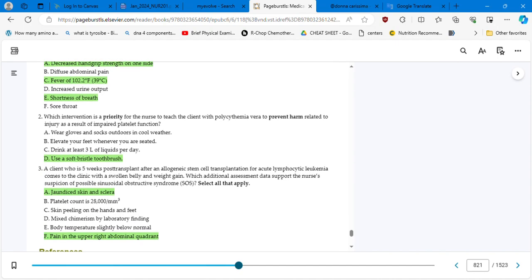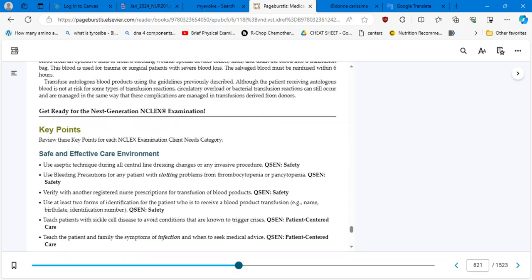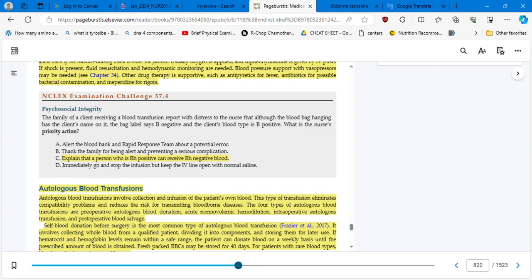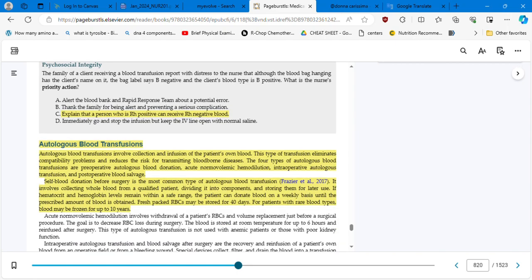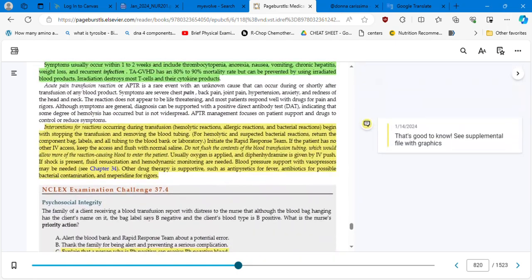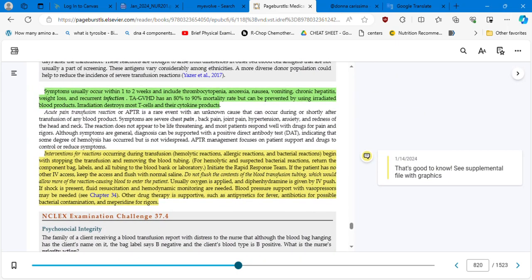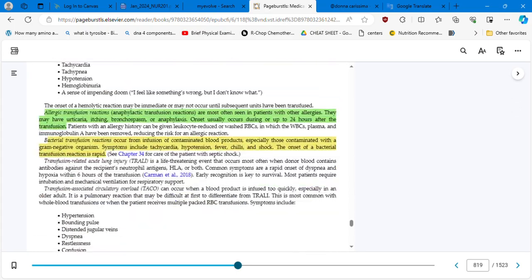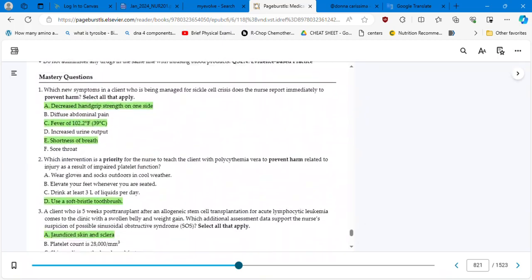So practice your questions. There's a question here that also talks about psychosocial integrity. Explain that a person who is Rh positive can receive Rh negative blood. If you see the video that I have provided about the blood types and the Rh factors, you're going to be familiar with that.